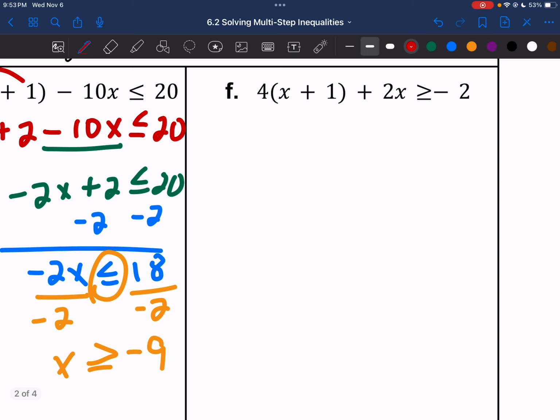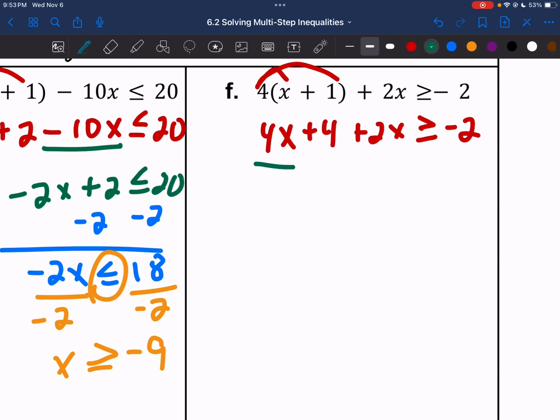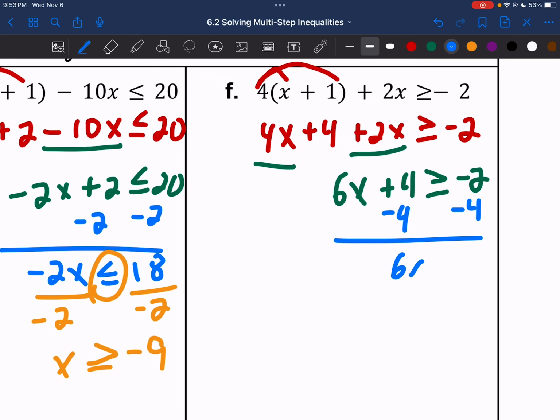All right, letter F. We distribute. We get 4x plus 4 plus 2x is greater than or equal to negative 2. 4x plus 2x is 6x. Plus 4 is less than or equal to negative 2. We subtract 4 from both sides. 6x is greater than or equal to negative 6. And then we divide both sides by 6. X is greater than or equal to negative 1.